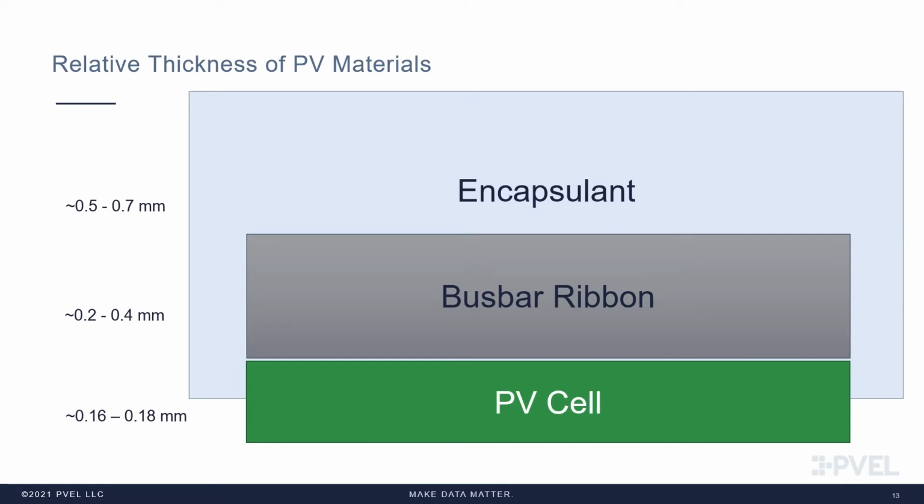This is a cartoon or a diagram of how the relative thicknesses look. So a typical PV cell is about 0.16 to 0.18 millimeters thick. The busbar ribbon is thicker, about 0.2 to 0.4 millimeters thick, and the front encapsulant ranges from about 0.5 millimeter to 0.7 millimeters. Again, when this busbar thickness is more than about half as thick as the encapsulant, we see worse performance in thermal cycling. This is likely because the encapsulant serves as somewhat of a cushion between the glass and the busbar for thermomechanical fatigue as the module experiences heating and cooling throughout the day and the night.